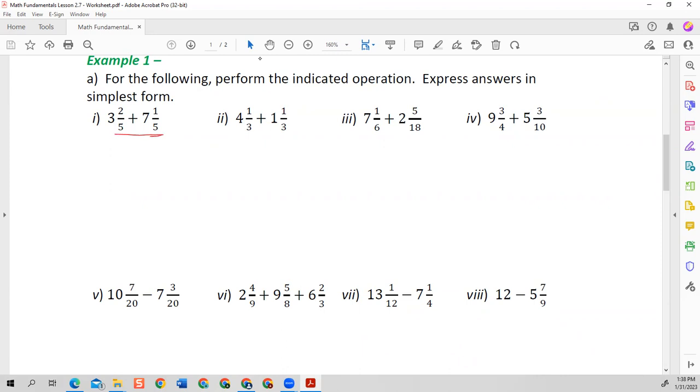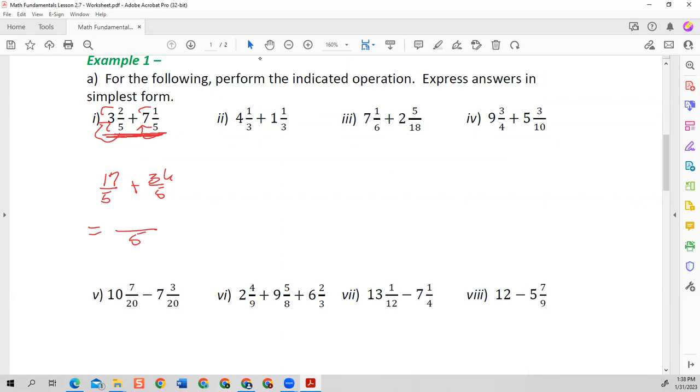If you notice, this one here has common denominators, right? So we know those are not changing. That's going to work out nice and pretty. So let's go ahead and convert these to improper fractions. 5 times 3 is 15 plus 2, 17. 5 times 7 is 35 plus 1 is 36. And the denominators are the same. So that worked out great, right?